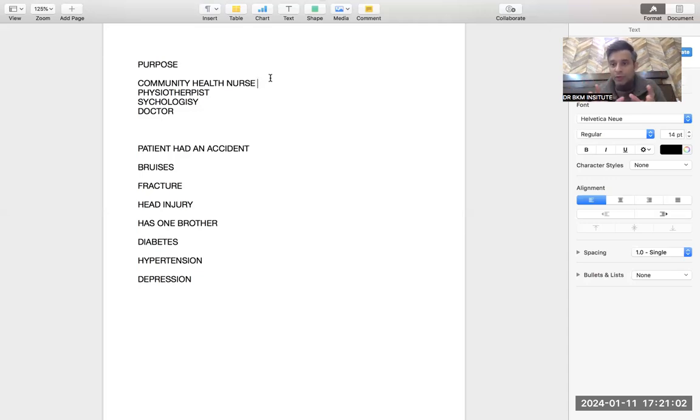So for the community health nurse, the main topic is that this letter is being written regarding Mr. X who had a fracture due to an accident. After the fracture, the required treatment was given. Now he is better, but he needs follow-up care, full stop.